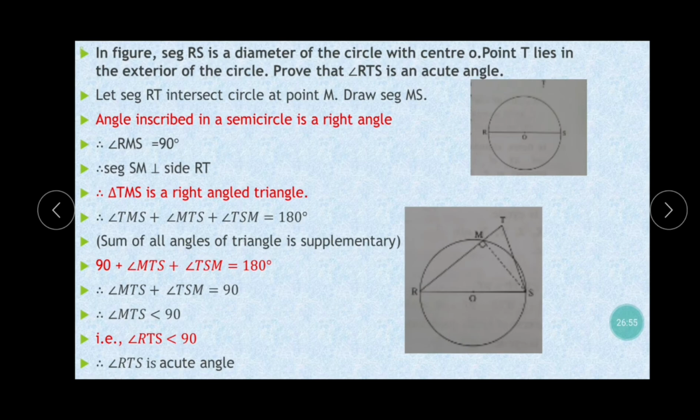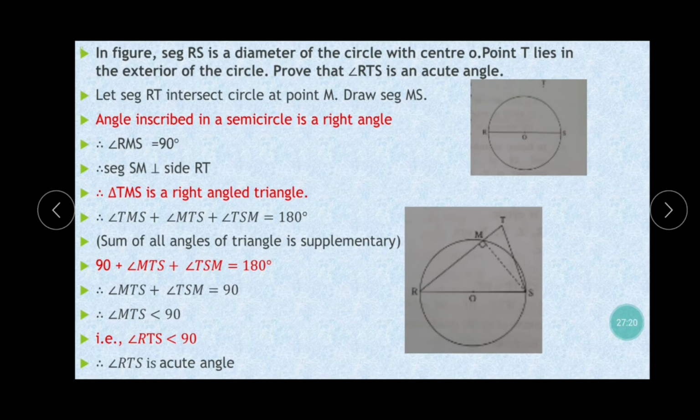Okay, see figure number 2. RT intersects the circle at point M. Then RS is the diameter. So the angle inscribed in the diameter is 90 degrees, right? So SM will be perpendicular to RT. So triangle TSM so formed is a right angle triangle.